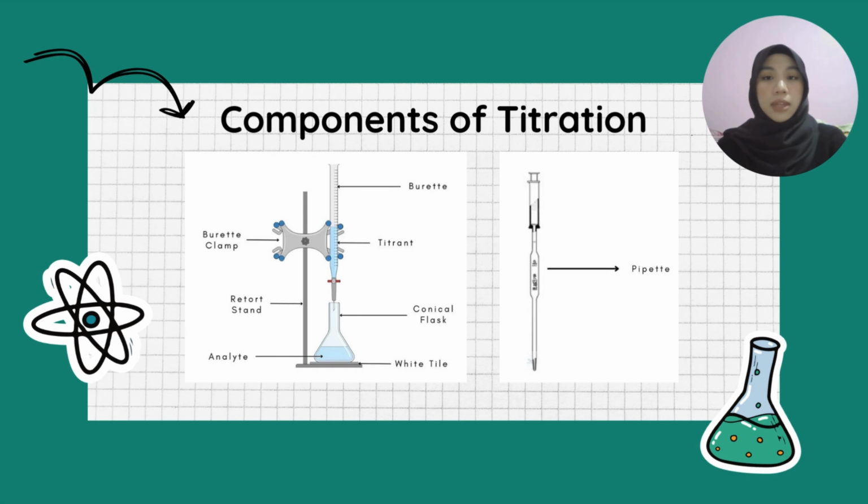The basic components of titration typically comprise a retort stand, conical flask, pipette, burette clamp, and a white tile to observe color changes. The titrant is the known solution that is added to the unknown solution, followed by the analyte, which is the unknown solution being tested. The indicator is also a component of titration.